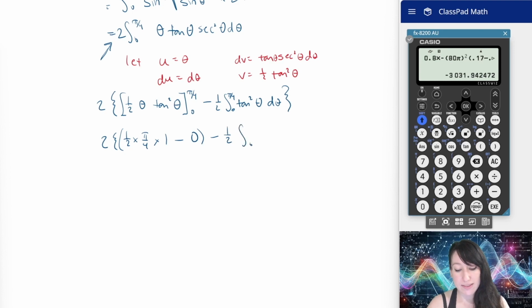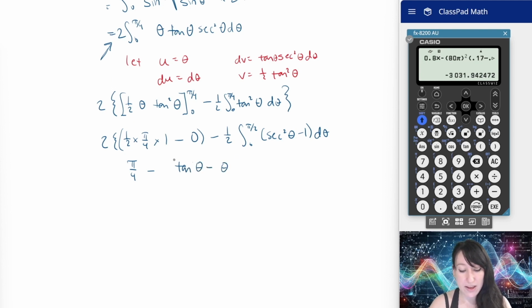And then we rewrite this again as secant squared minus 1. That's really easy to integrate. Remember, the derivative of tan is secant squared, so it's a simple integration there. I'll distribute the 2 through to cancel out some of those halves. So we're going to get pi over 4 minus, and again, the integral of secant squared is tan, and then the integral of 1 is just going to be theta there, and we're going from 0 to pi over 4.